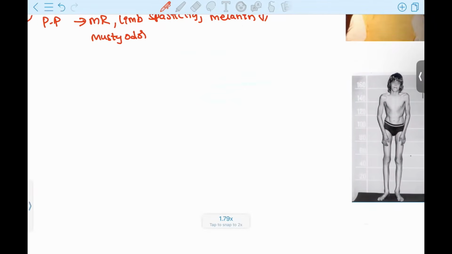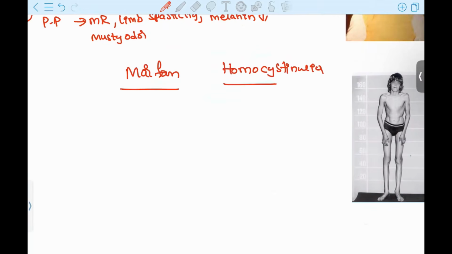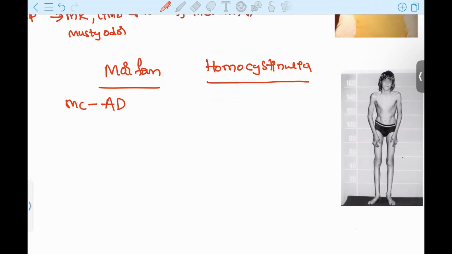So the difference between Marfan syndrome and homocystinuria, let's understand this difference because it is easy to remember also. Marfan syndrome is the most common autosomal dominant disease. And homocystinuria is not the most common, but is an autosomal recessive disease.